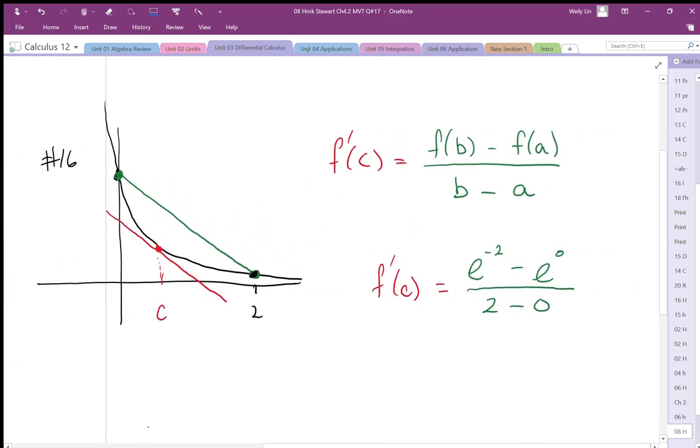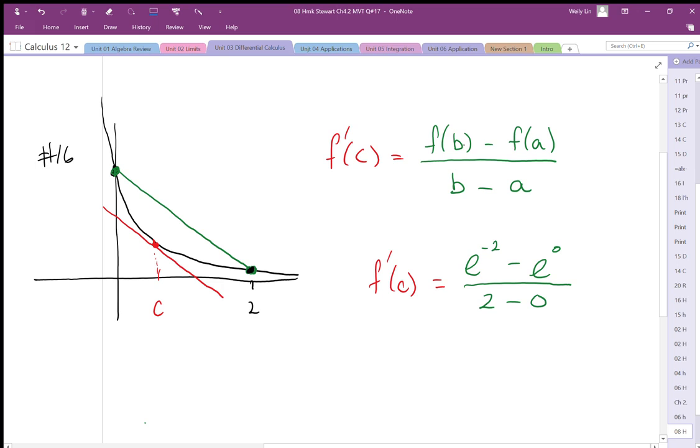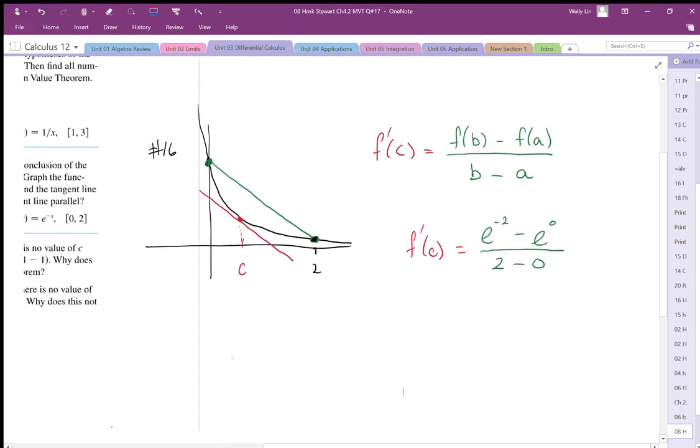Over here I've written the mean value theorem. The mean value theorem states that the average slope, which is the slope of that green secant line, is equal to the instantaneous slope at some point c, so at f prime of c. So what I've done is write f of 2 minus f of 0 over 2 minus 0 on the right hand side here, and then I need to generate the derivative function f prime of c to be able to find that point c.